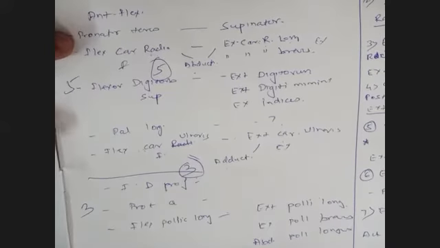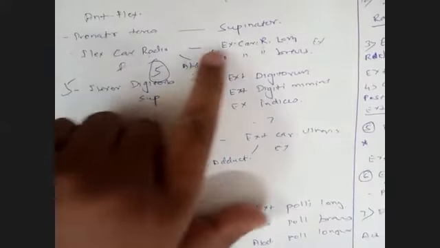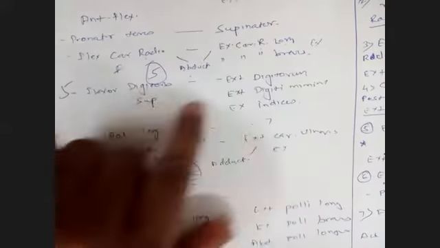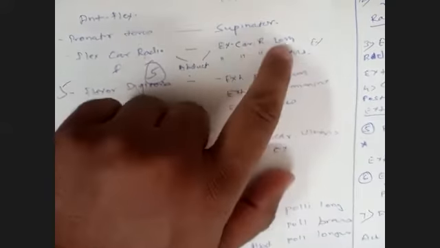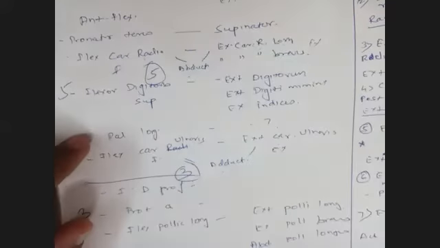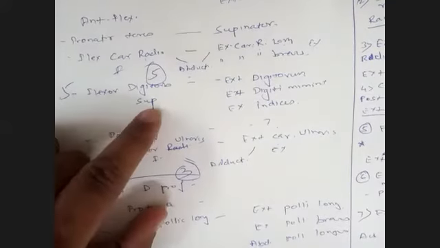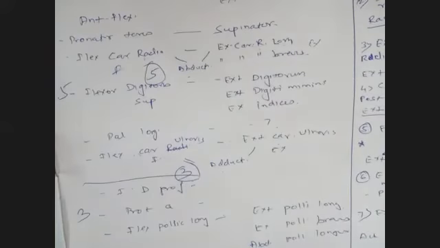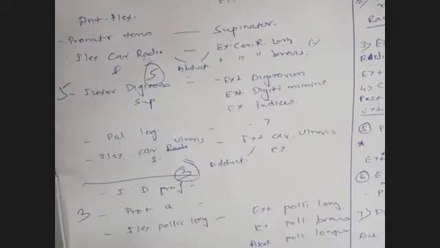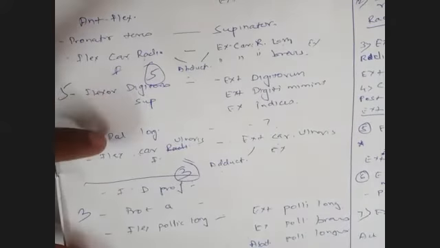In the front of the forearm there was pronator teres, so correspondingly there is supinator. There was flexor carpi radialis in the front; there is extensor carpi radialis longus and brevis. There is flexor digitorum superficialis and profundus; instead, we take only extensor digitorum, because there is no deep and superficial. So we just call it extensor digitorum.